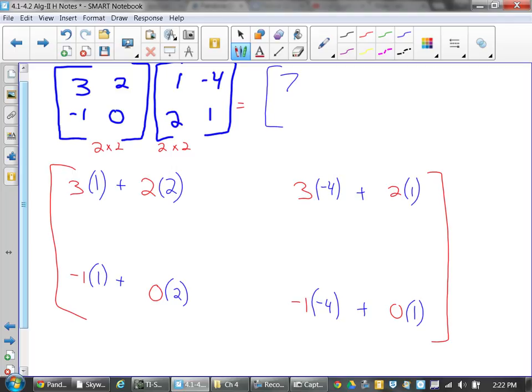-1 times 1. Not going to worry about it because there's 0. 3 times -4 plus 2. Then the bottom one is? There's your answer.